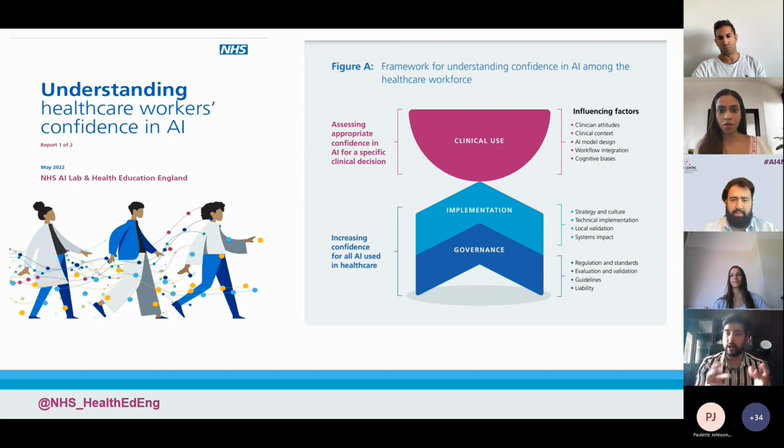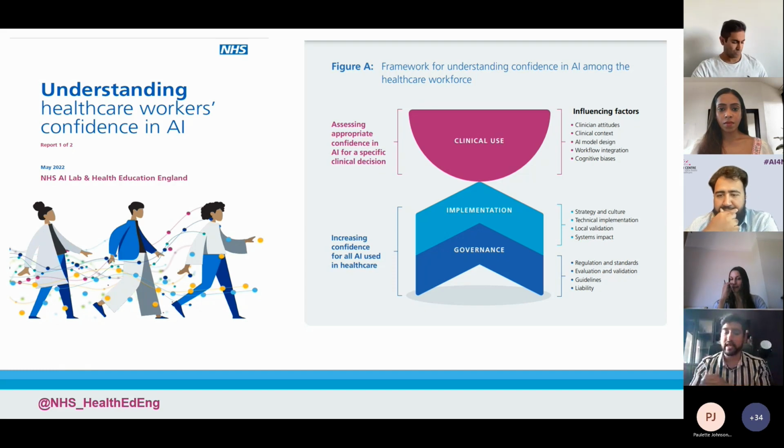And then at local level, in terms of an organization, and I know Amar is going to talk a little bit about this, is the strategy and the culture within an organization. Do you actually have the technical skills to be able to implement this as a technology? And then looking more closely at local level, whether the validation has occurred at that level, because we recognize that every population is different. And then finally, what does it mean as a clinician?